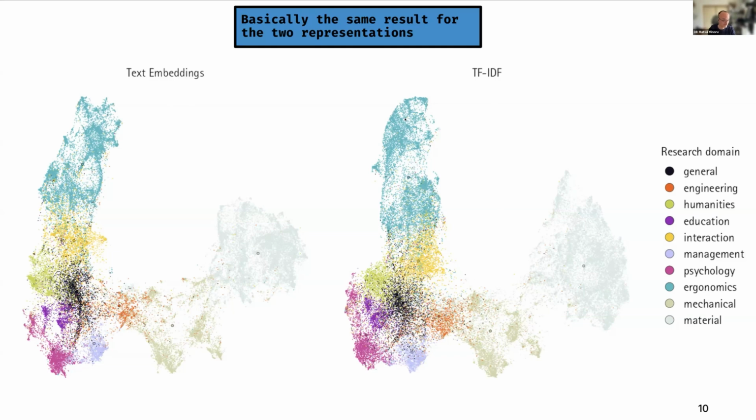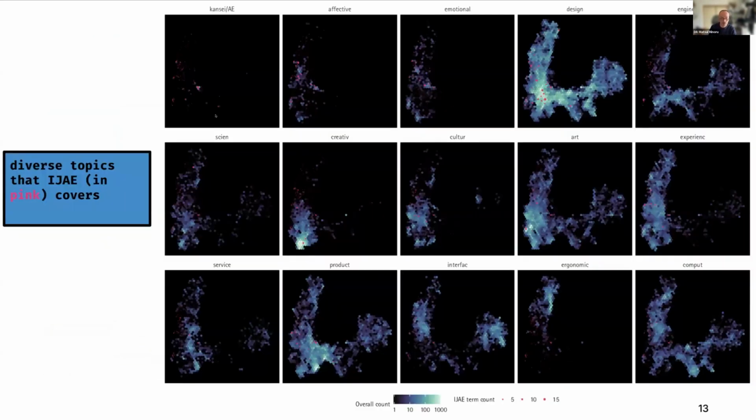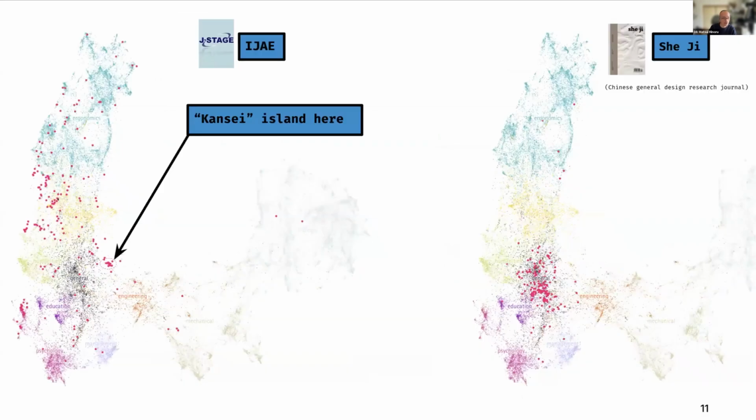analysis of TF-IDF. On the left, I'm showing IJAE papers in pink, and they are distributed very scattered all around the design research landscape. In comparison, for example, Sheji, one of the famous Chinese general design research journals, is really concentrated in this general area.